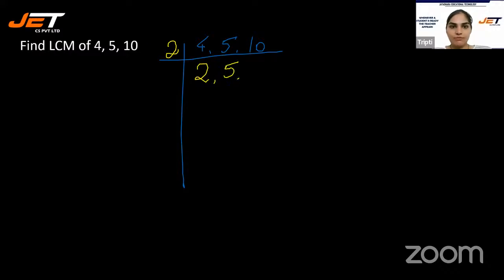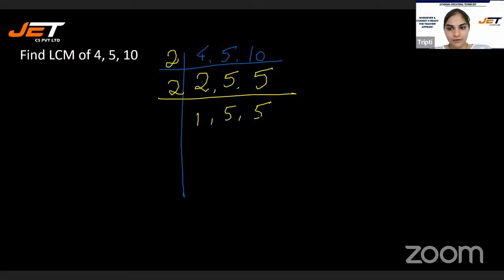So 2 times 2 is 4. 5 is not there, so I've written 5 like that. 2 times 5 is 10. Now 2 times 1 is 2. 5 there, because they both are not divisible by 2.